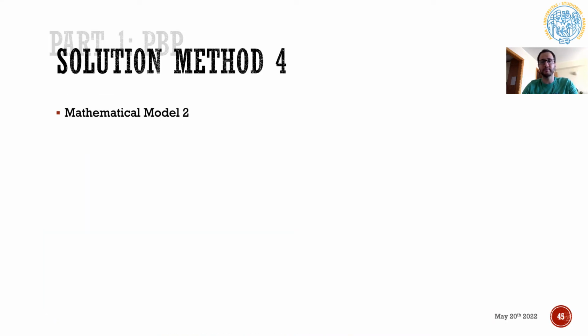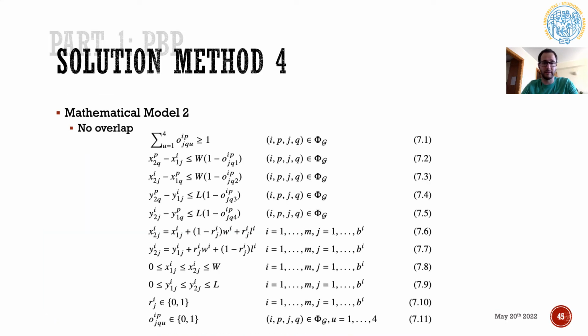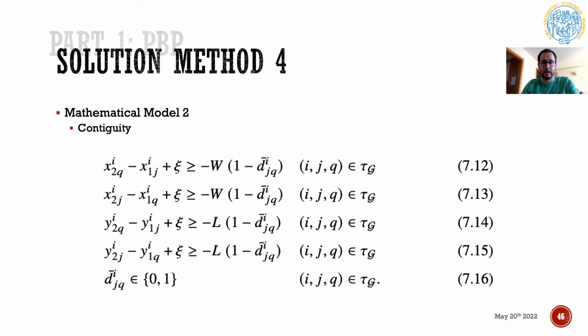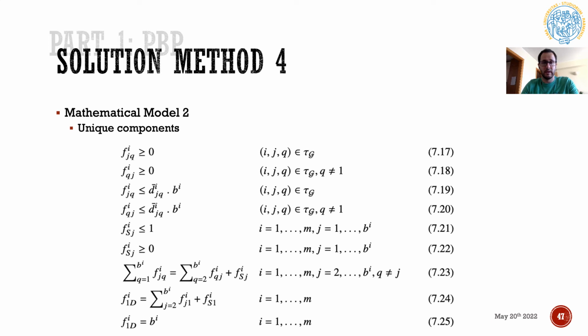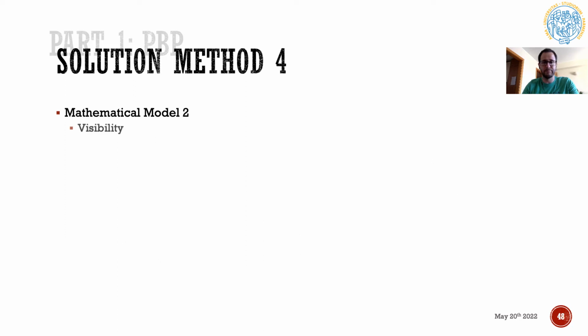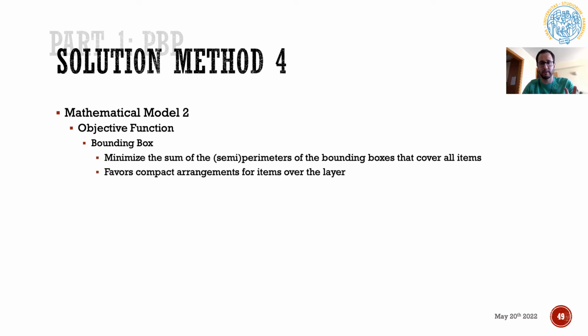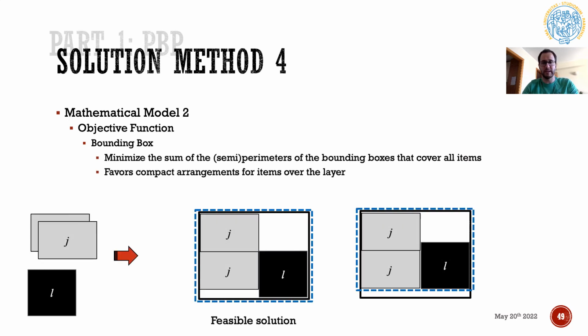Okay? Regarding the mathematical model, first these constraints are applied for verifying overlap among items. Next, the contiguity is met through these constraints, and these ones because this problem is modeled as a flow problem. Next, the visibility is also met. Finally, the objective function considers the bounding box of the items packed because it favors compact arrangement of items. For example, consider these two packings. The bounding box of the second case has the lowest perimeter.